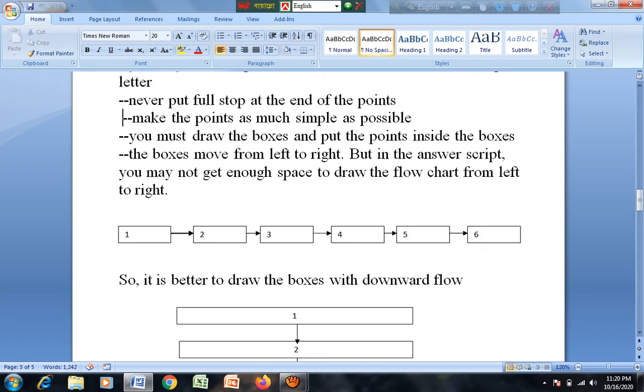Now we see that you have to make the points as simple as possible. Always try to avoid complexity. You have to make your point as easy or as simple as possible.